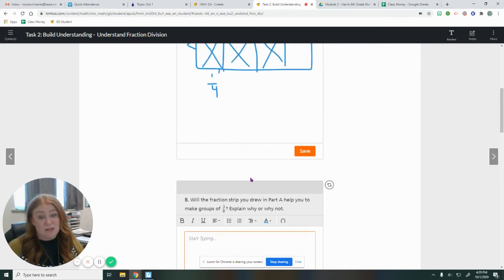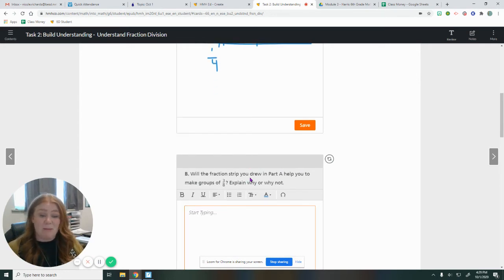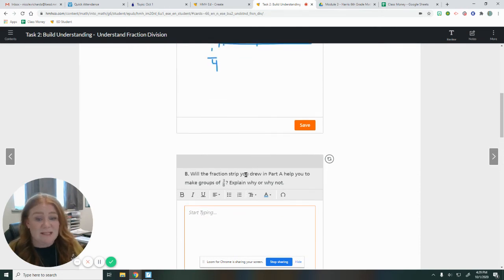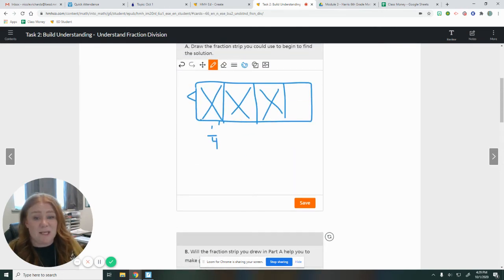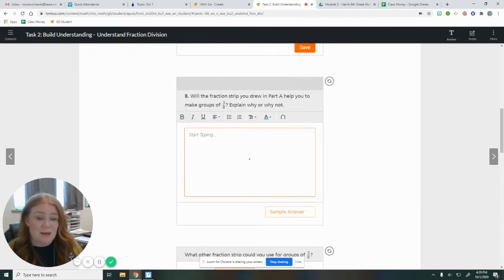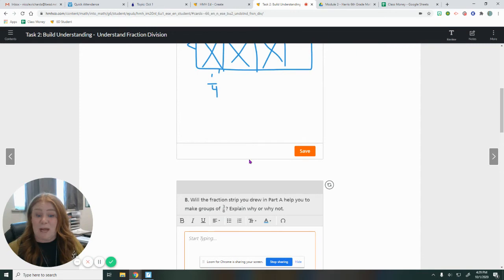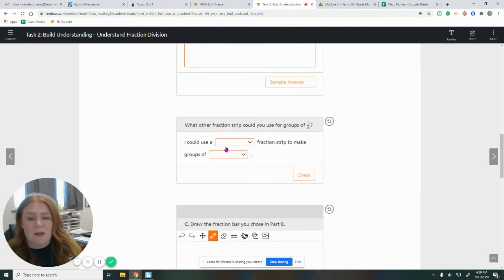So you might have drawn something different than me and thought about the problem in a different way. So I cannot make groups of 8s because I have groups of fourths. So you can decide if your picture would help you cut it into 8s or not. So what could I use?